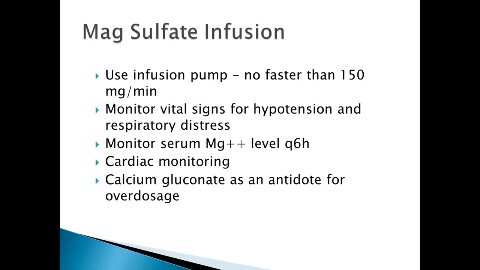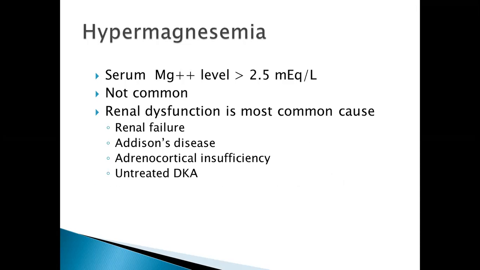Magnesium sulfate infusion: when we use it, the infusion should not exceed 150 milligram per minute. Signs and symptoms of hypotension should be assessed, and serum magnesium levels should be monitored every 6 hours. Cardiac monitoring, and calcium gluconate should be used as an antidote if there is overdosage. Moving to hypermagnesemia, serum magnesium levels more than 2.5 milliequivalent per liter. Renal dysfunction is the most common cause.